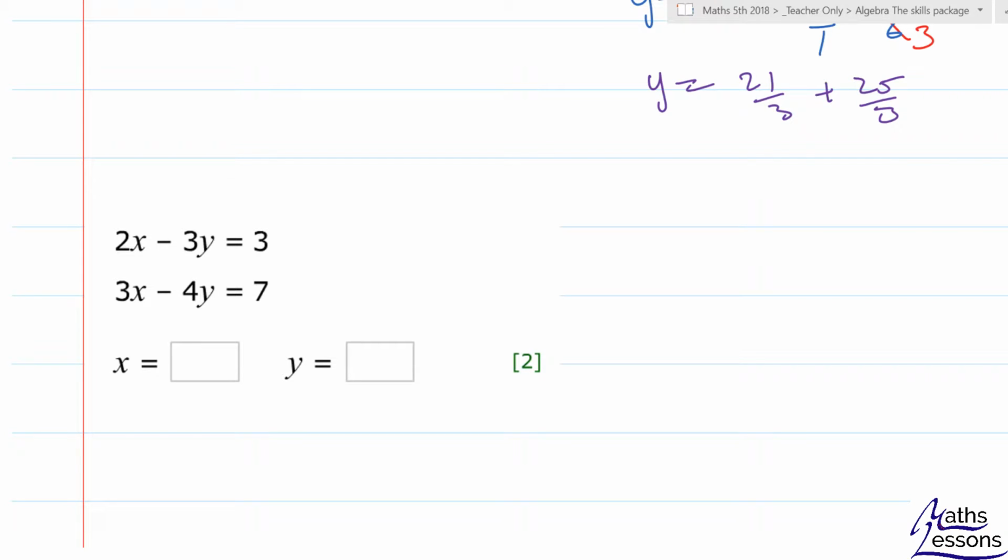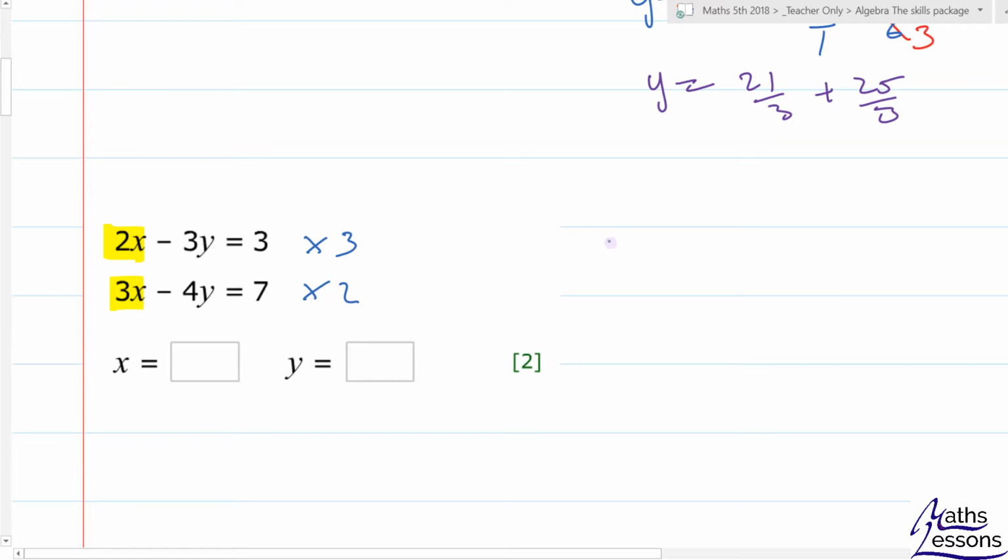Right, there we go. So I said eliminate the x's. That means you need to make the number of x's the same. So I'm going to times this one by 3, and I'm going to times this one by 2 to make the x's the same. So I'm just going to end up working over here.